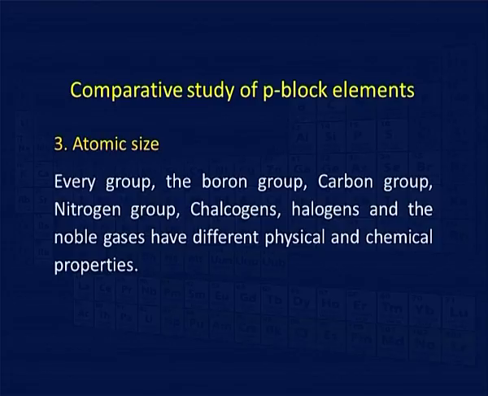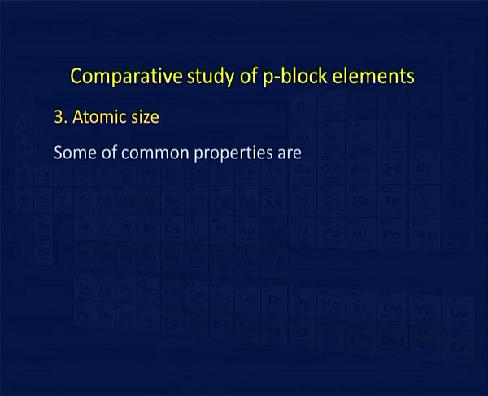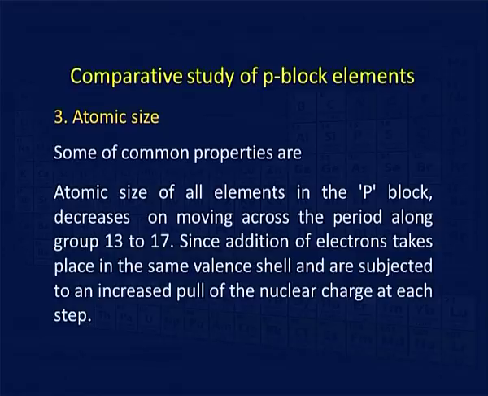The atomic size is the next significant parameter for study of the elements in the periodic table. Every group, the boron group, carbon group, nitrogen group, chalcogens, halogens and the noble gases have different physical and chemical properties. Let me tell you, the chalcogen group represents the oxygen group. The common property is that the atomic size of all elements in the p block decreases on moving across the period along groups 13 to 17, which means if you move from left to right across the periodic table, the variation will appear in the atomic size.